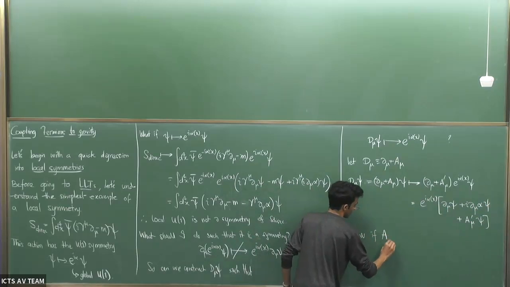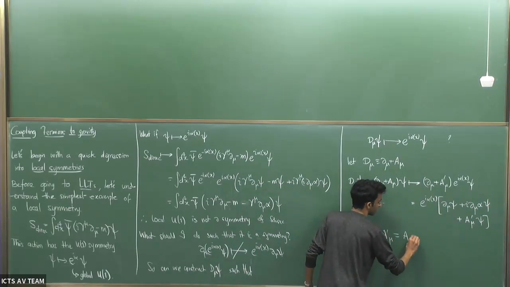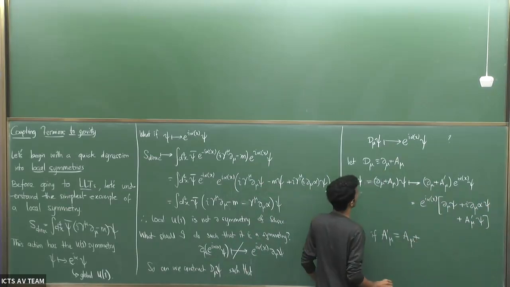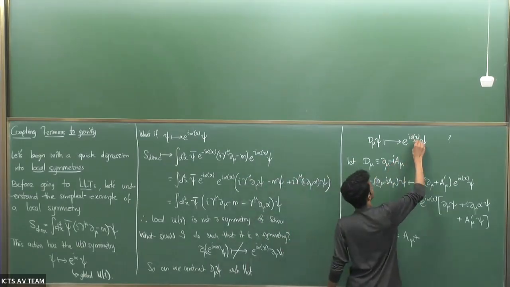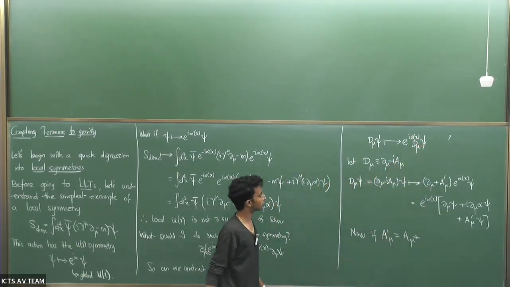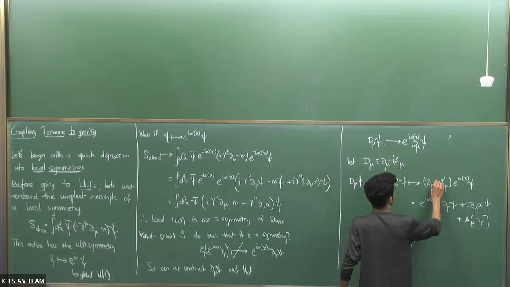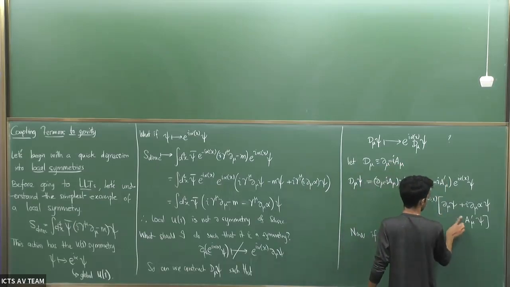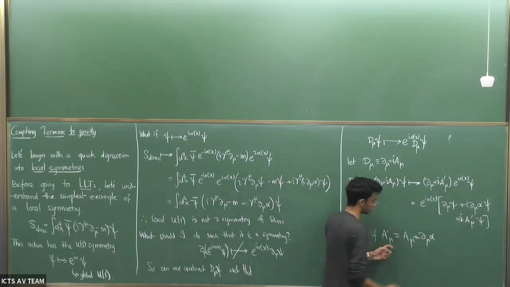Now, if A prime mu is equal to A mu, let me say minus I here. In the first line of this, you want D mu psi to go to e to the I alpha D mu psi. D mu psi, yeah, indeed. Sorry, thanks. So this is just some number. Let me choose minus I alpha. That's the convention. So we get a minus I alpha here.